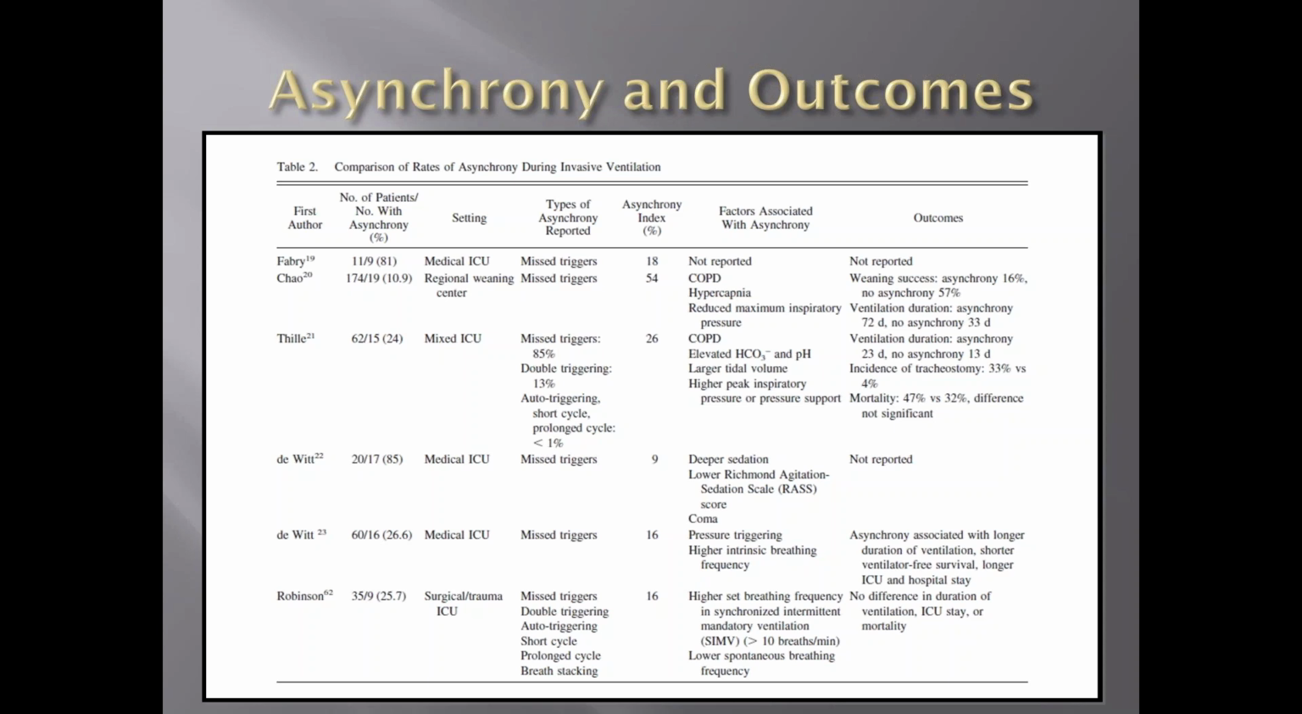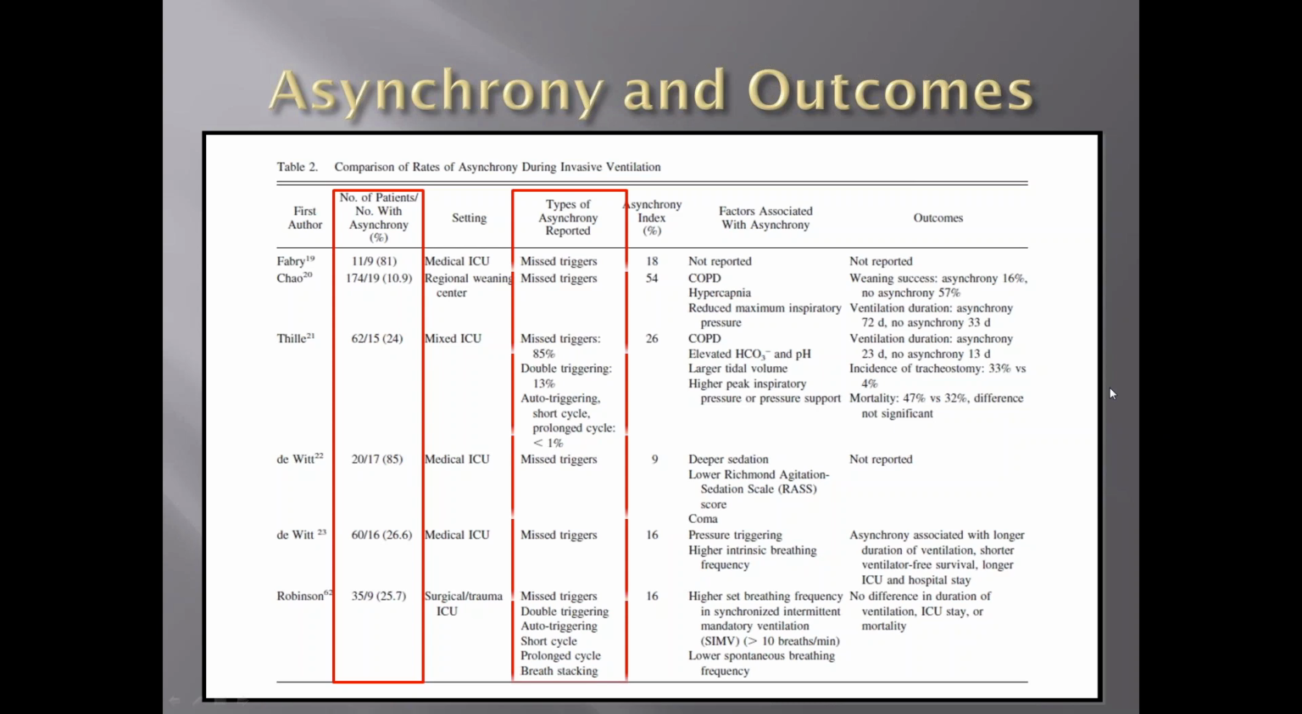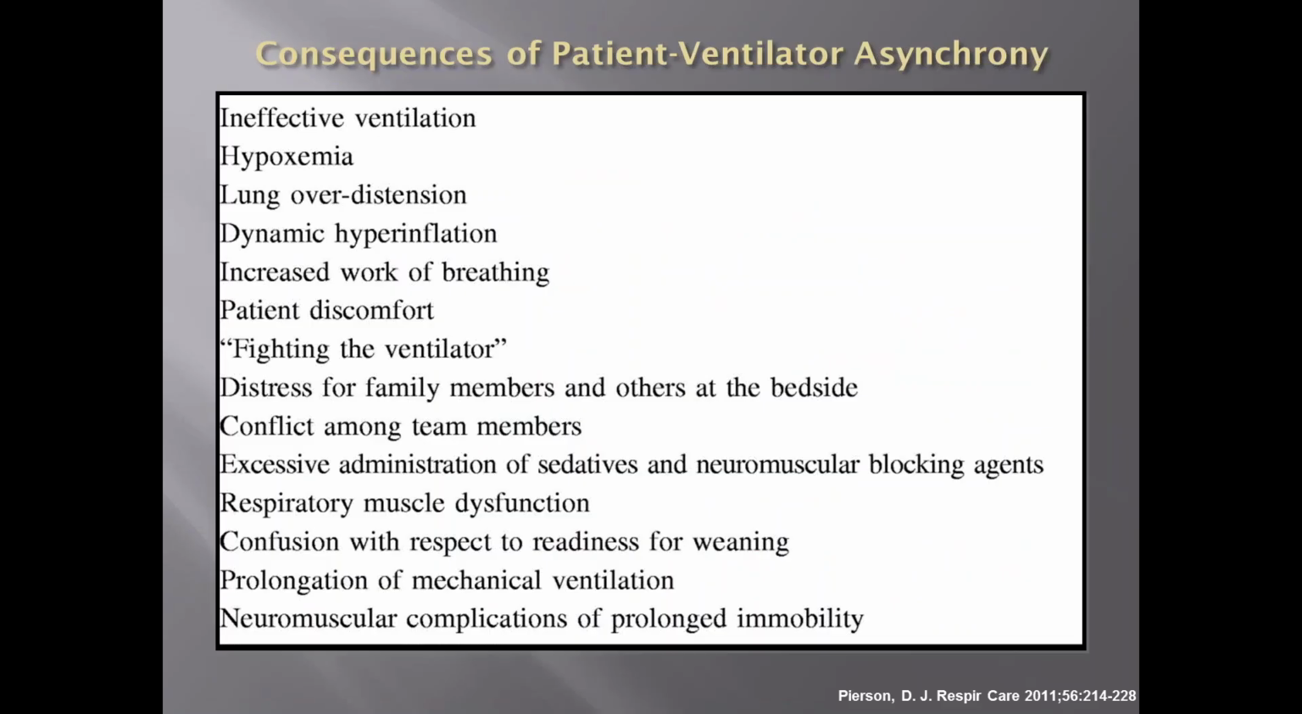So this is all the data together. What we can see is that asynchrony is common. These are the percentages, right? Anywhere from 10% up to, in this study, 85%, which is fairly insane, of patients had asynchrony. These are the most common types of asynchrony. Interestingly enough, before I put together this lecture a few years ago, I always just knew about double triggering, which we'll talk about in a minute. But the most common type of asynchrony that we actually see is mistriggers, which we'll talk about in a second. The patients overall seem to have airway disease as the most common risk factor. And then we just talked about the outcomes.